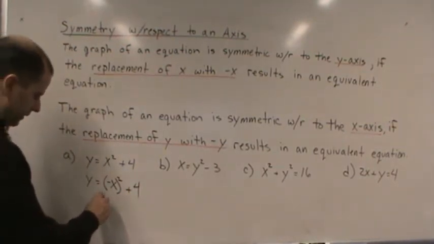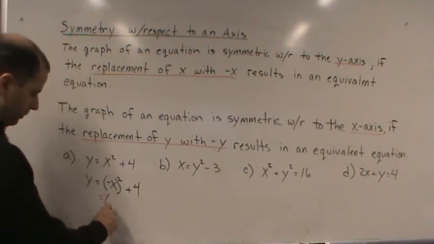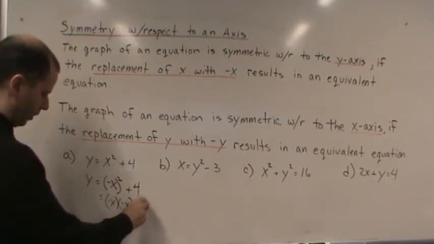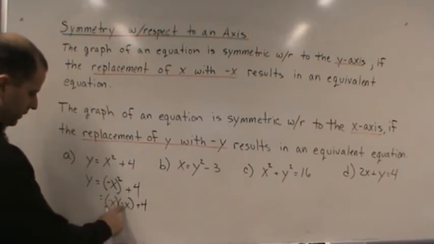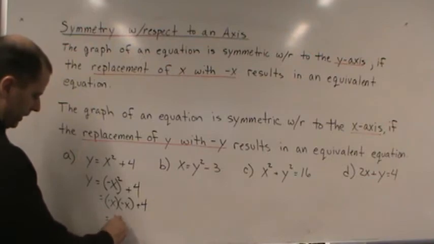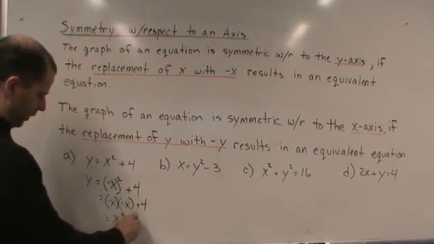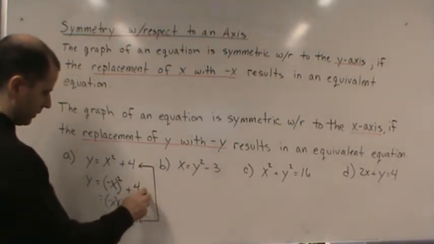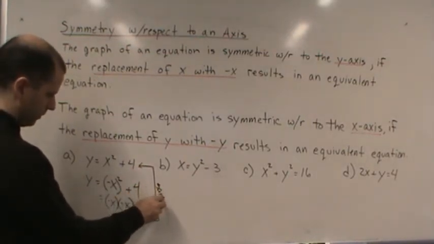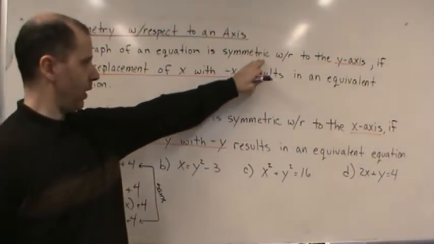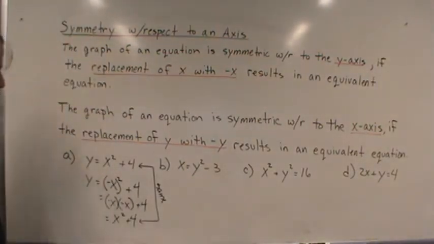If I simplify this, what do I get? Well, negative x times negative x plus 4. Negative times negative is positive, so I get a positive x squared, so x squared plus 4. And of course, these are the same. Therefore, this has a graph that's symmetric with respect to the y-axis.